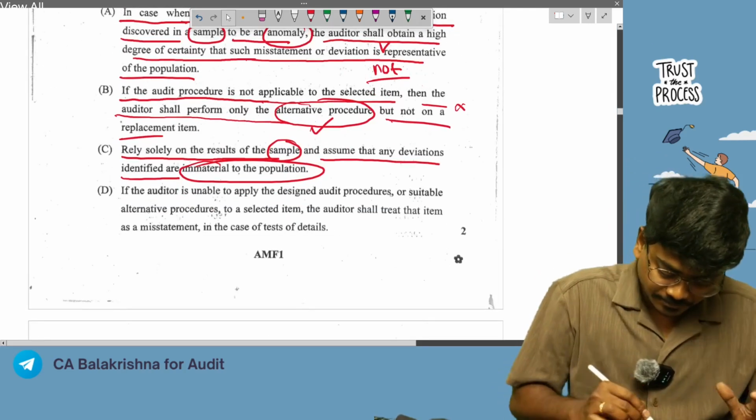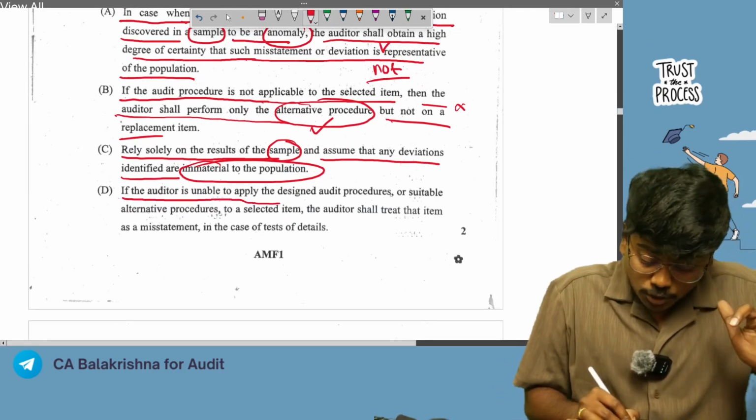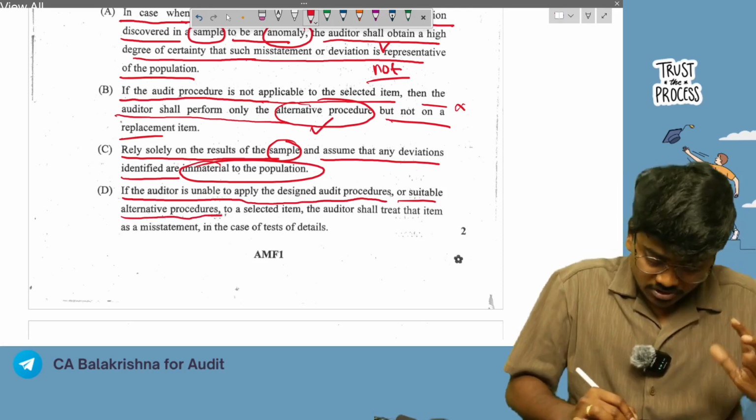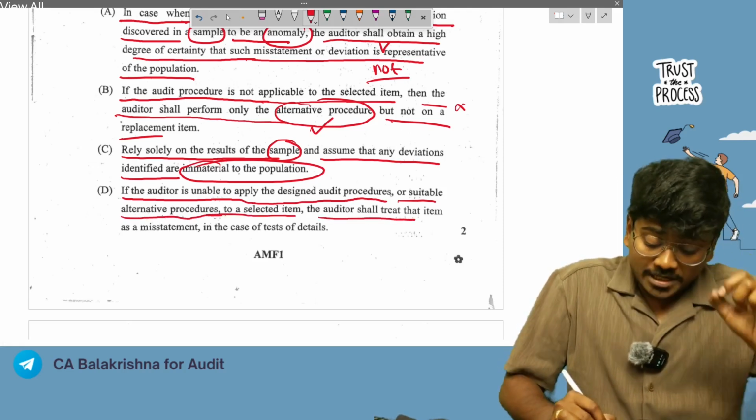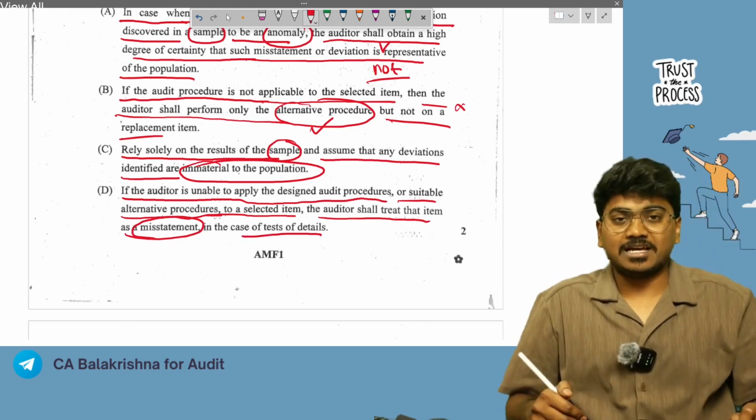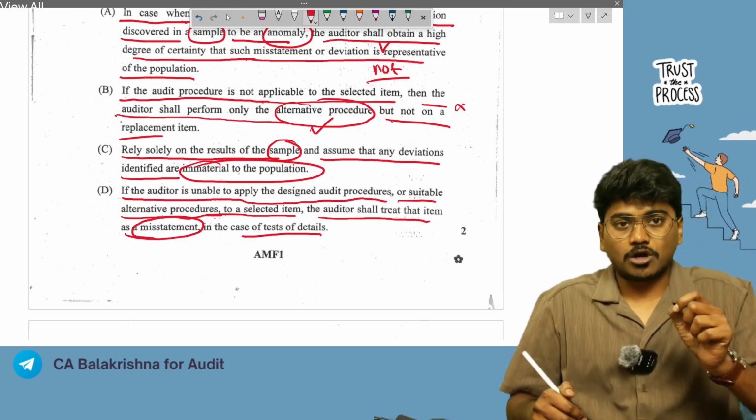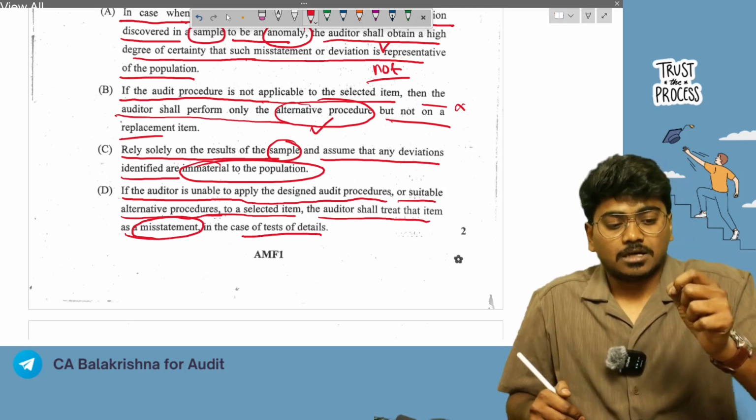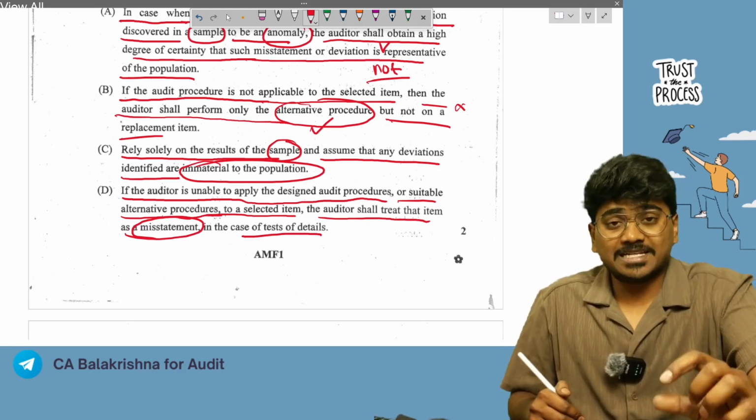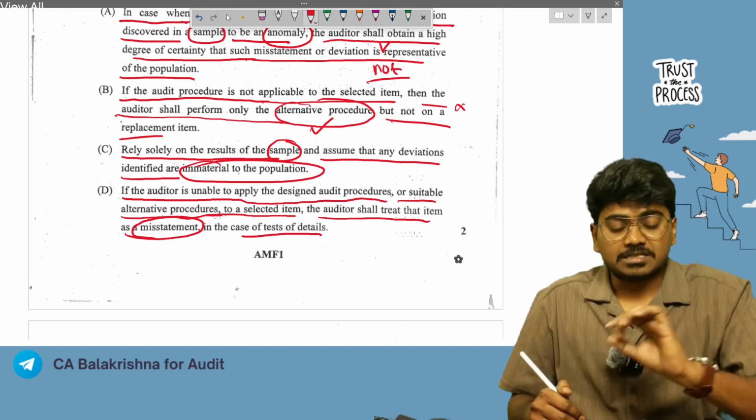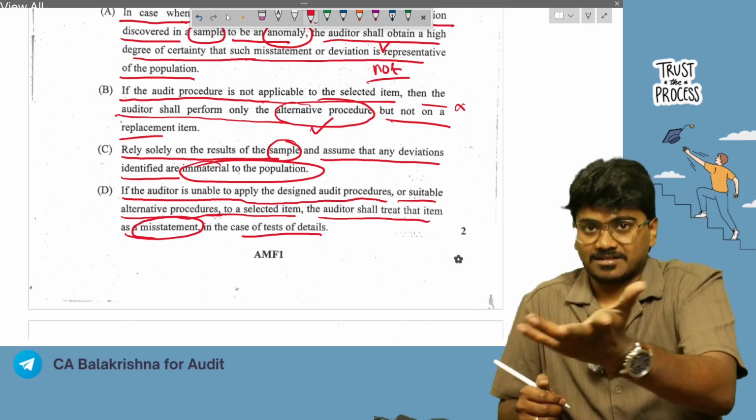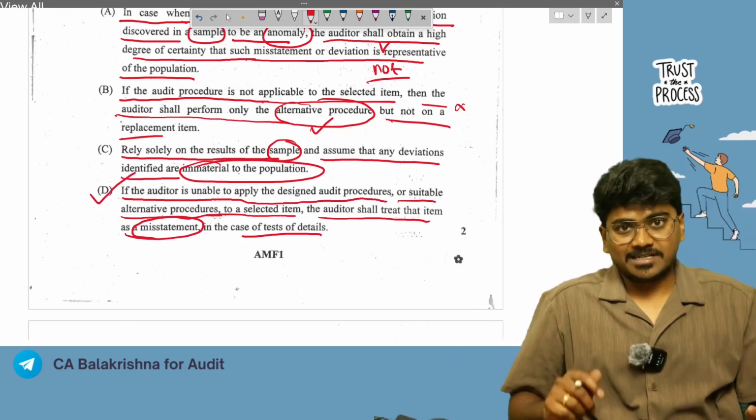Next, if the auditor is unable to apply the designed audit procedure or a suitable alternative procedure to a selected item, the auditor shall treat that item as a misstatement in case of test of details. Yes, this is the correct option. If you are not able to apply the selected audit procedure on a particular item, you need to treat that item as a misstatement in case of test of details, and in case of test of controls, you have to treat it as a deviation, right? So option D is the correct option.